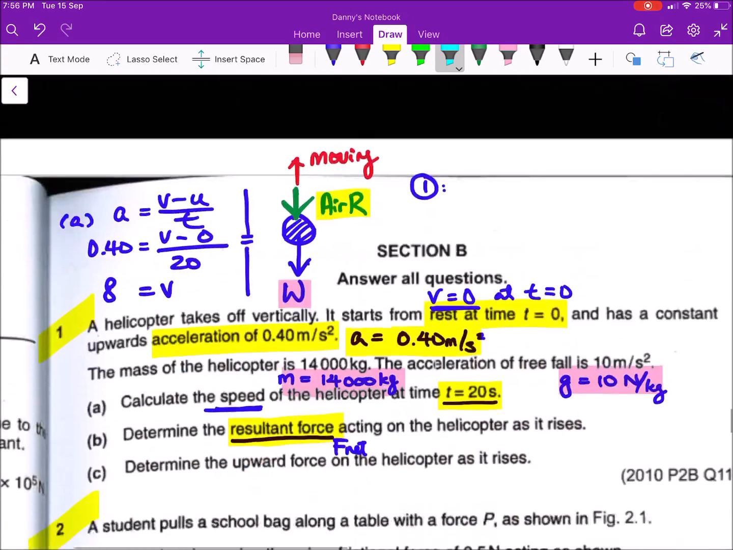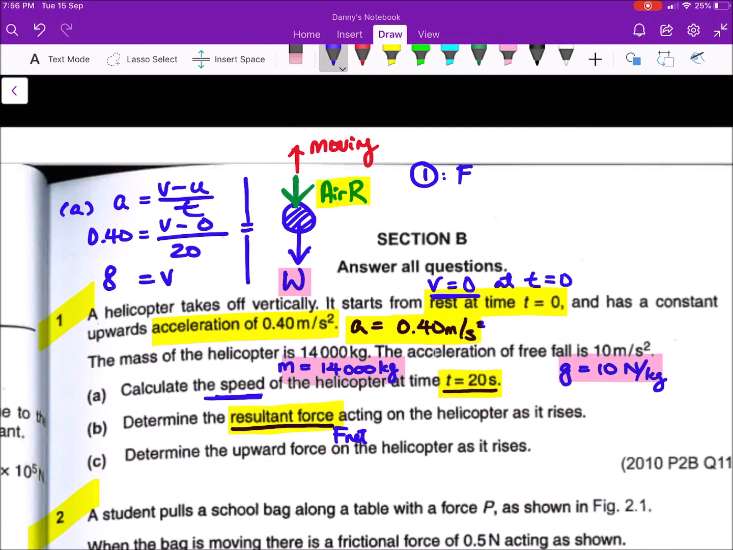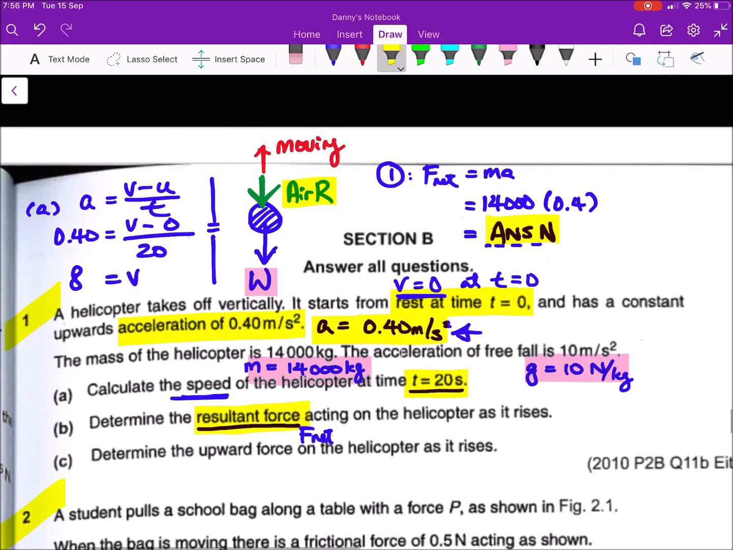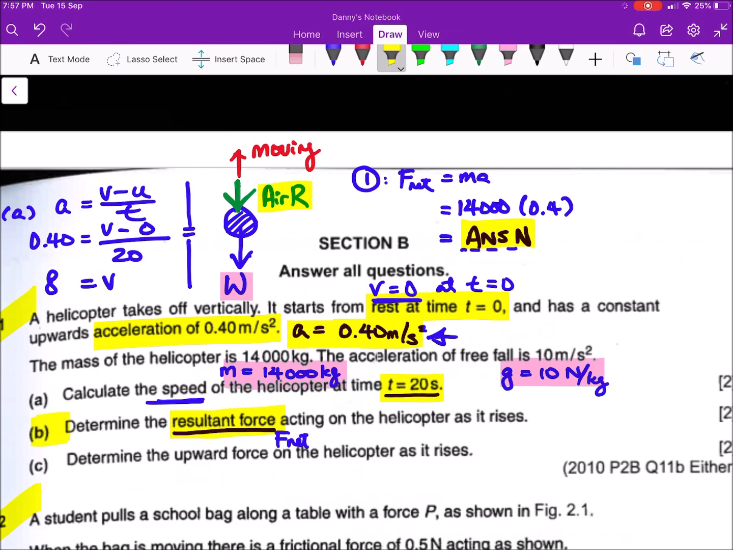Use the first equation, F net equals to ma. Do I know my m? Yes, I know my m. It will be 14,000 kg multiplied by an acceleration of 0.4 here. By doing that, I can find my answer. So F net equals to this. This is the direct answer for your part B.